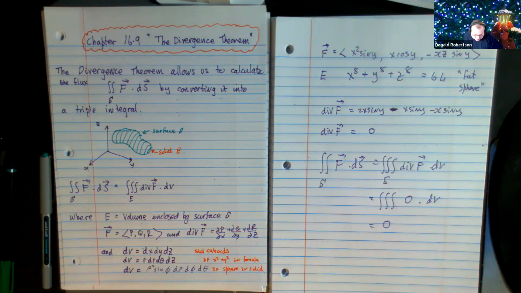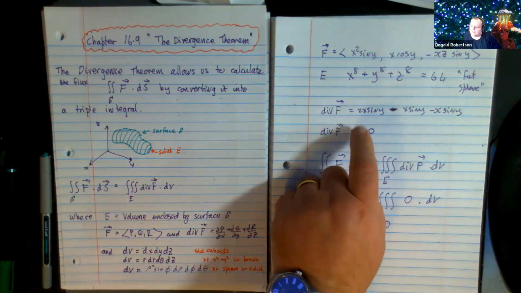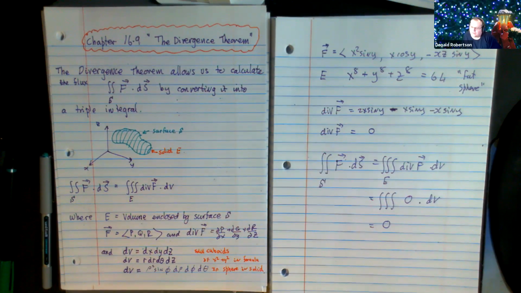So a little piece of advice, because there's more than one question like this. Find the div of F first. You're going to have to get it anyway. And if it's 0, hey, the answer's 0. You don't need to go any further. Interesting.